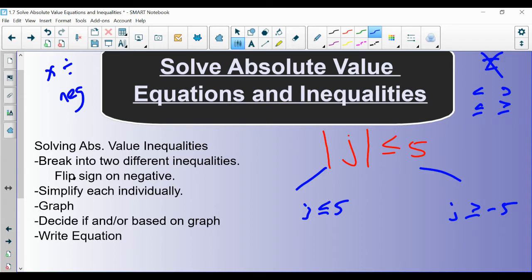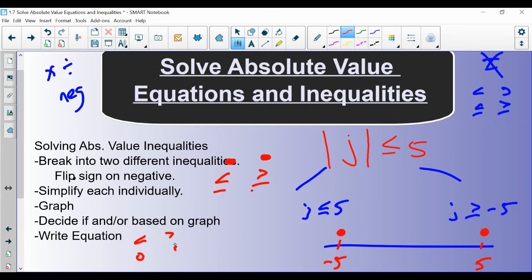So essentially, we need to decide if this is an and inequality or an or inequality. Think back to the previous section. And we currently do not know if it's an and or an or. So what we're going to do is graph it and have that help us decide which one it is. So think back, we go back to the number line, smaller number on the left, bigger number on the right. These are going to be filled in circles because of the or equal to. Remember, if it's less than or equal to or greater than or equal to, it's filled in circles. And if it's a less than sign or a greater than sign, it's open circles.